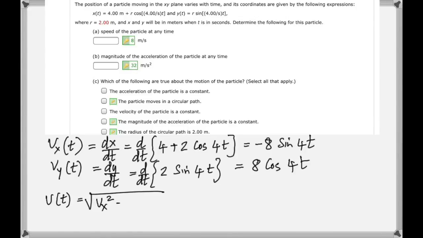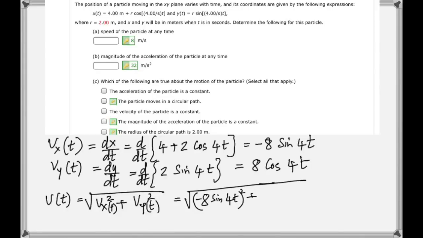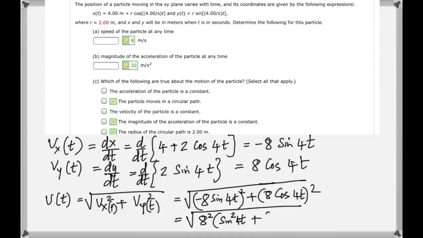And the magnitude would be the square root of the sum of the squares. When you write this down, you see you can take out the common factor 8, and then you have sine squared theta plus cos squared theta. Now sine squared theta plus cos squared theta is 1. So that becomes 1, and therefore you get 8 meters per second.